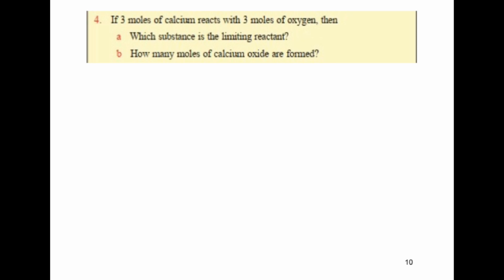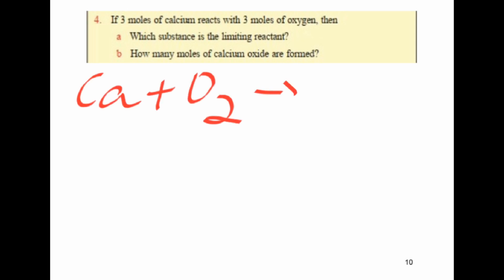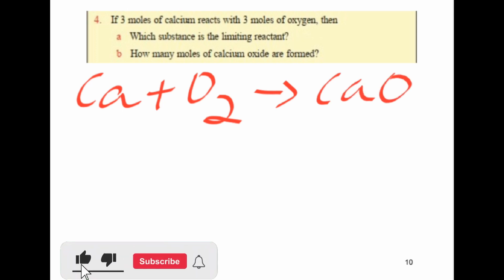Question number 4. If 3 moles of calcium reacts with 3 moles of oxygen, then which substance is the limiting reactant and how many moles of calcium oxide are formed? So መጀመሪያ ያው ኢኩዌሽኑን ጽፋለን። ካልሲየም ከኦክሲጅን ጋር ሪአክት ሲያደርግ ዳያቶሚክ መሆኑን ማስታወስ አለባችሁ። ካልሲየም ኦክሳይድ is formed. So እቺን ባላንስ ማድረጋችሁን እንዳትረሱ። Now it's balanced.